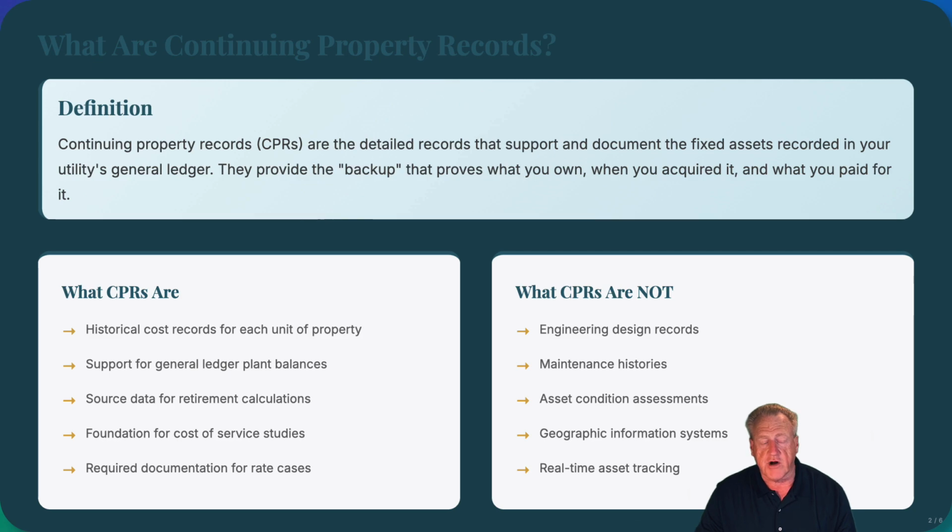CPRs are the foundation for cost of service studies. I mentioned in the last module how where you place things in the general ledger determines how they are allocated in a cost of service study, and the CPRs help support that. And they are required documentation for many rate cases. So if you're a regulated utility, in many cases, you have to have this type of documentation for your rate cases, or if you're required by the state commission to undergo a depreciation study, you also have to have accurate continuing property records.